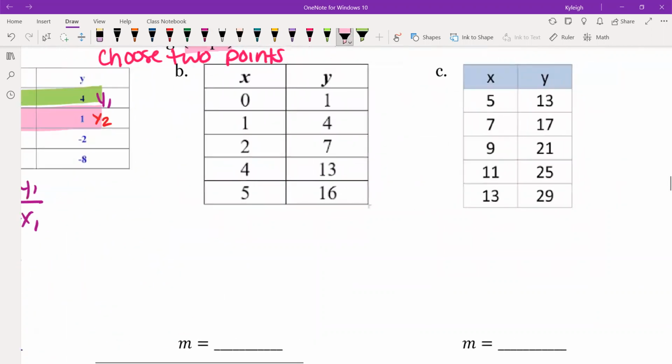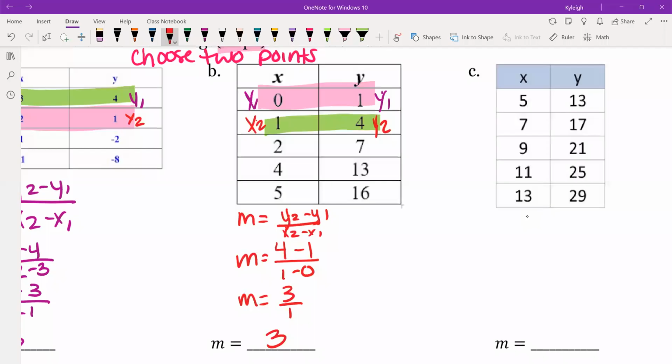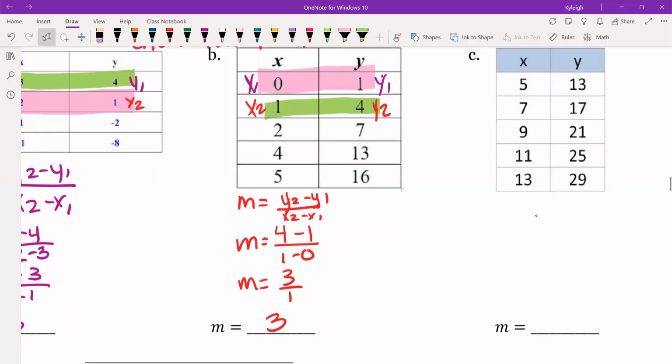All right, so again, choose 2 points. I would again use the first points, (0, 1) and (1, 4). So now that we've chosen 2 points, you just plug it into the formula and solve. So try that on your own right now. All right, so again, we got m equals 3.